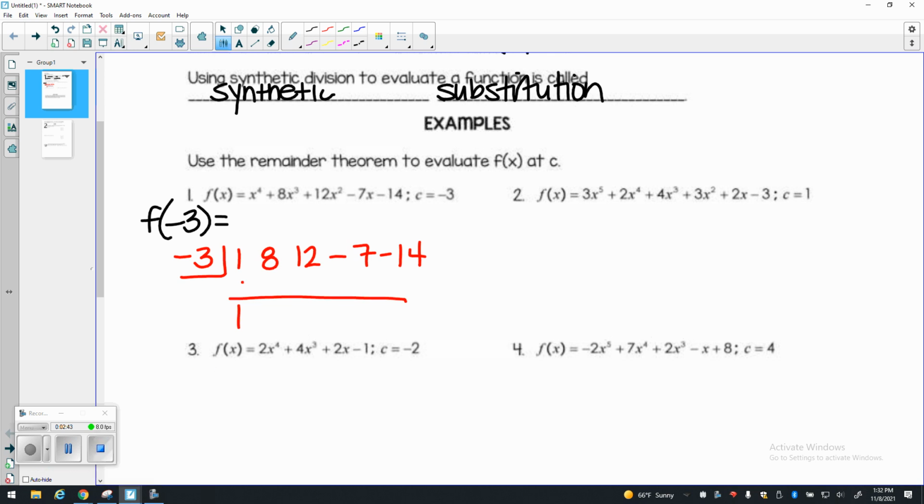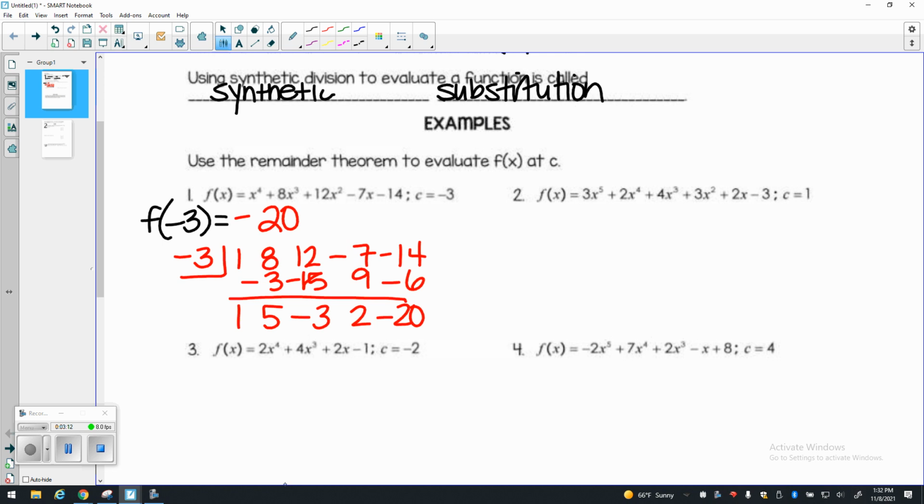Then what do I do? -3 times 1 is -3. Then what do I do? You add them. Then you're at 5. You're at -15. You're at -3. You're at 9. You're at 2. You're at -6. And you're at -20. Yes? Agree? F of -3 is -20. You plug it in, your calculator gives the exact same thing. Surprisingly, to be honest with you, this takes less time than plugging it in.